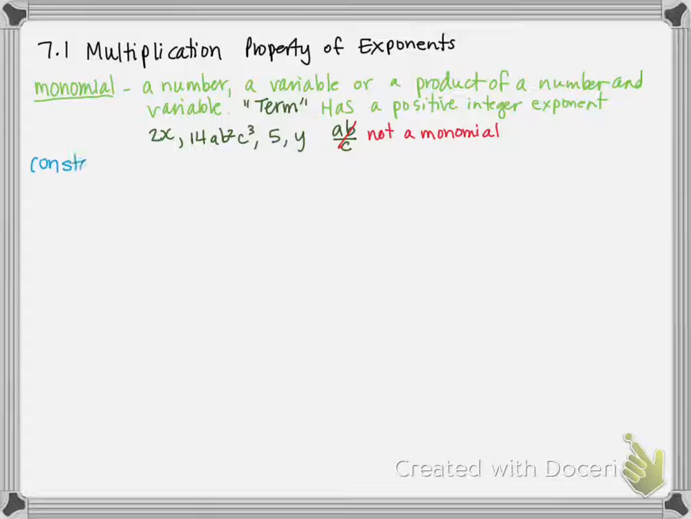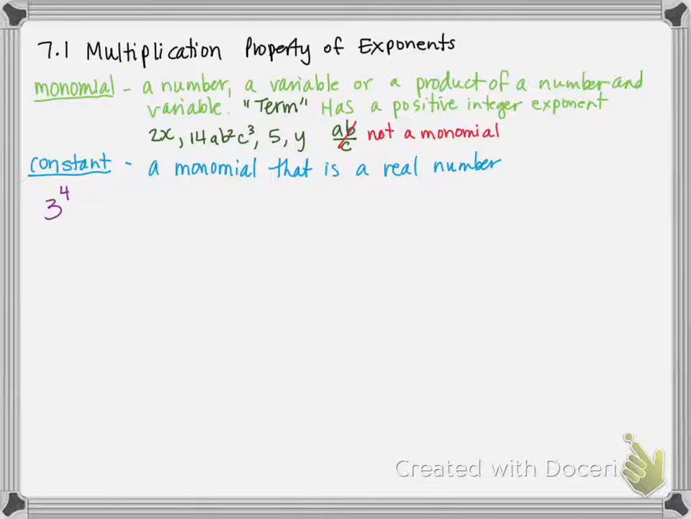All right, so let's remind you of another term you learned in 6th grade, which is a constant. And a constant is a monomial that is a real number. So that means it can be a fraction, a decimal, it can be positive, it can be negative, it can be a whole number, integer, that whole group. Okay. So let's do an example.